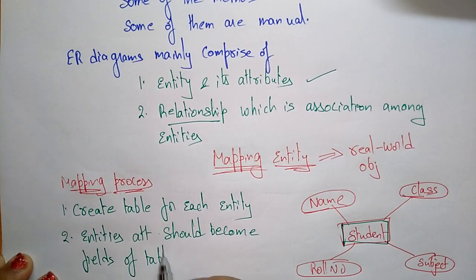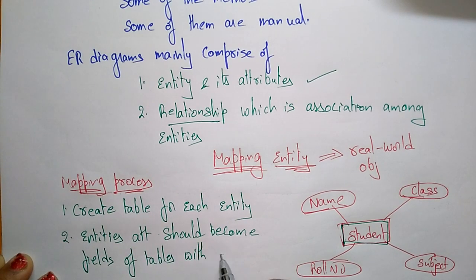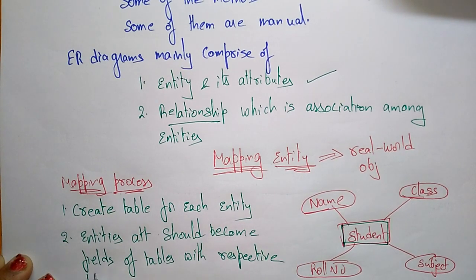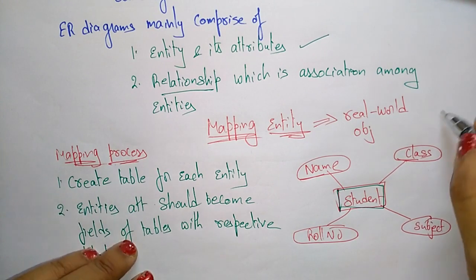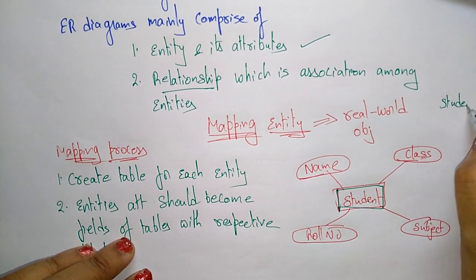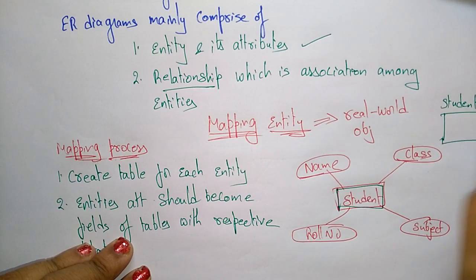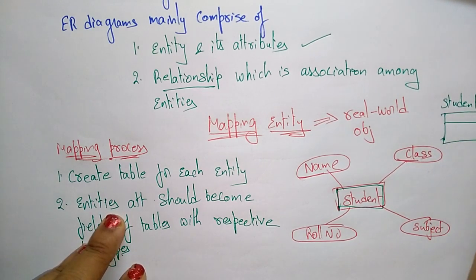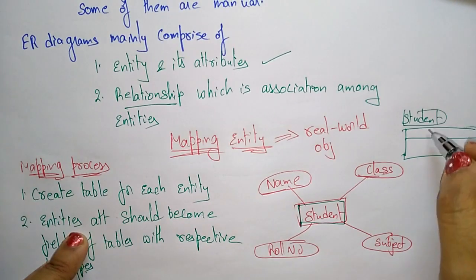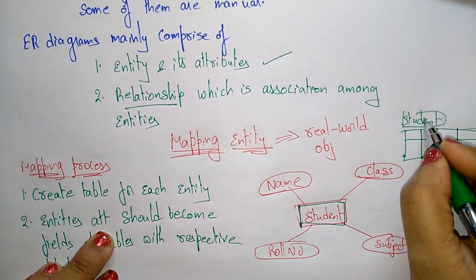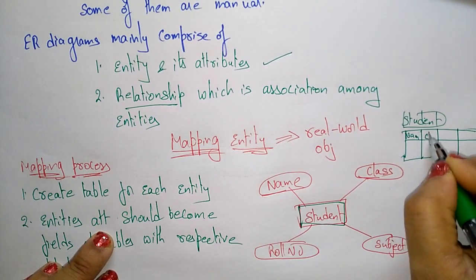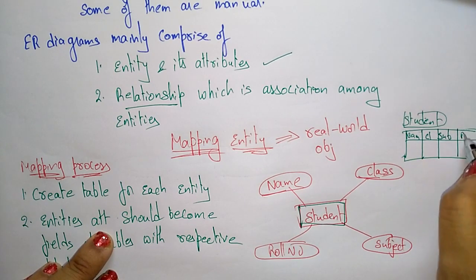fields of tables with respective data types. So you have to remember, whatever attributes you have taken should be represented by using their respective data types. So here student is the table name, that is the entity. First you have to create a table of student, and for each entity attribute should become a field. So these are the fields of a student table: name, class, subject, and roll number.